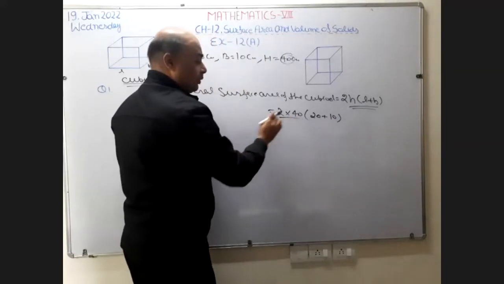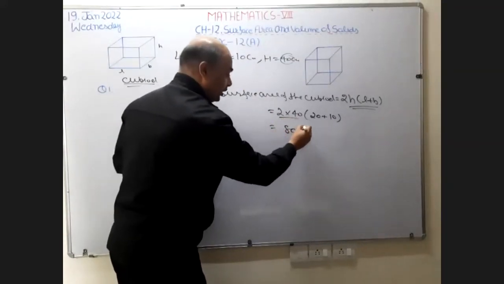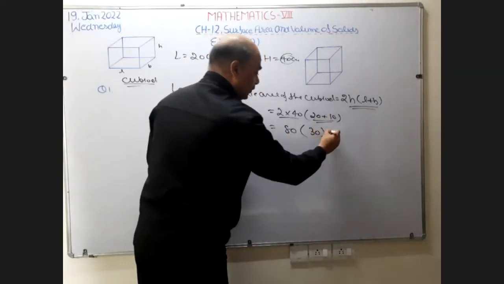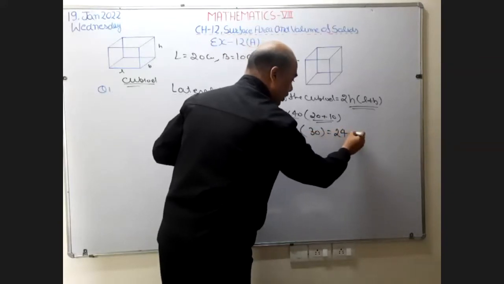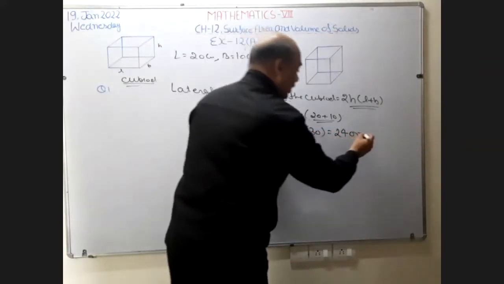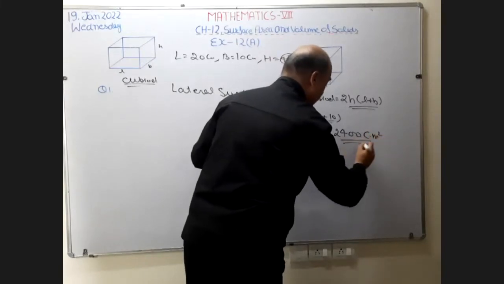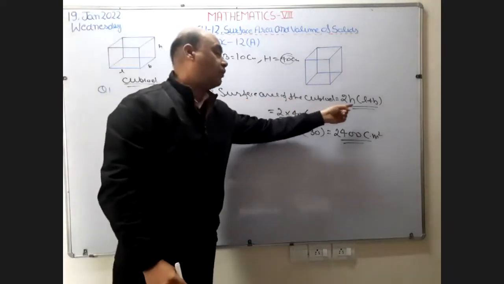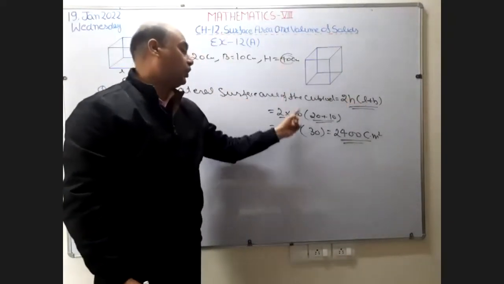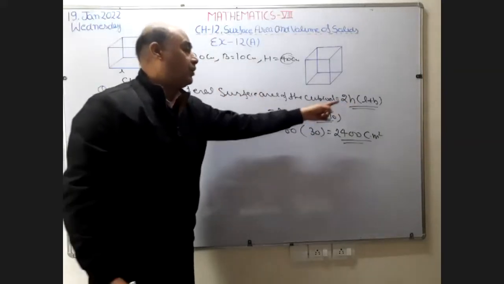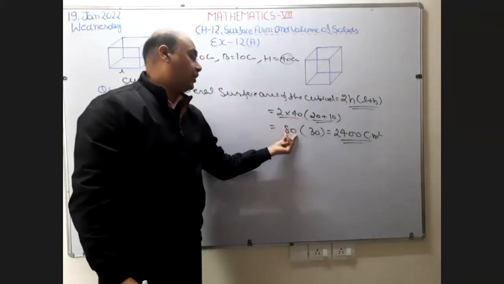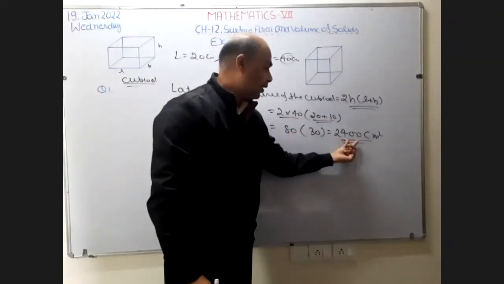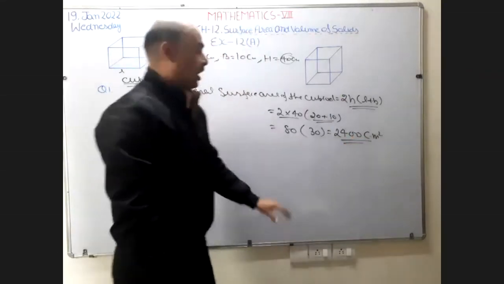Now this is going to multiply: 2 into 40 becomes 80. Now 20 plus 10 is going to be 30. Now multiply these two terms. 8 threes are 24. So write 2400. It is in centimeter, so write here centimeter square. So this is the answer of the first part of the question: lateral surface area of the cuboid. Use the formula 2h(L + B). H is given 40, L is given 20, B is given 10. So 40 into 2 is 80. 20 plus 10 is 30. Multiply these two terms. So this is going to be 2400 centimeter square.